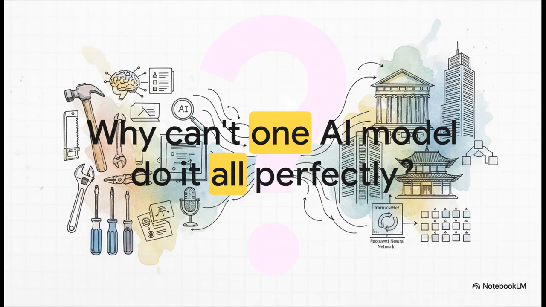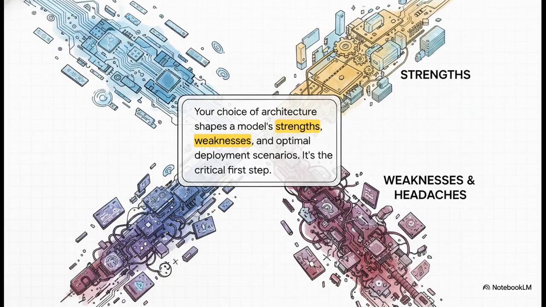Well, think about it like this. You wouldn't use a screwdriver to hammer a nail, would you? It's the same idea. Different AI tasks need different tools, and in this world, the tool is the model's architecture. And listen, if you're in an IT role or making decisions about tech, this is absolutely crucial stuff. The architecture you pick literally shapes everything: the model's strengths, its weaknesses, and where it's actually going to shine or fail in the real world. Get this wrong at the start, and trust me, you're signing up for some major headaches later on.